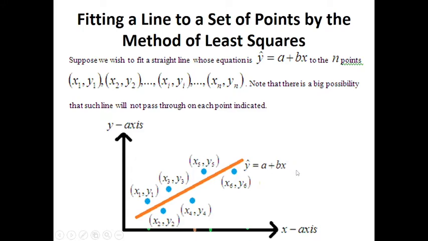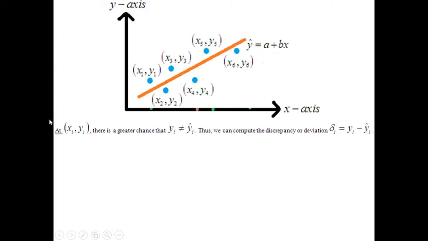So in this case, we'll talk now in detail about this method. We have this line and we have the set of points. In this example, we have 6 points, and this is the equation y hat equals a plus bx. At x sub I, y sub I, there is a greater chance that y sub I is not equal to y sub I hat.